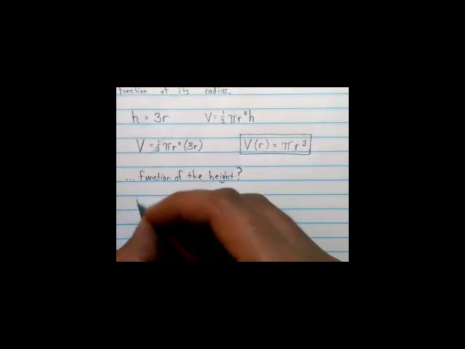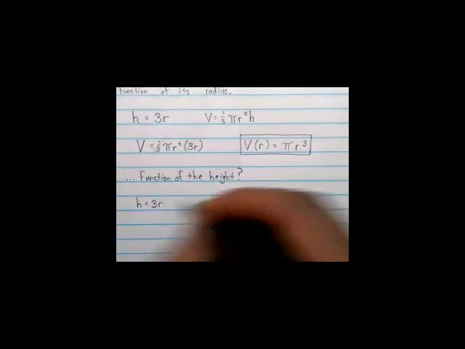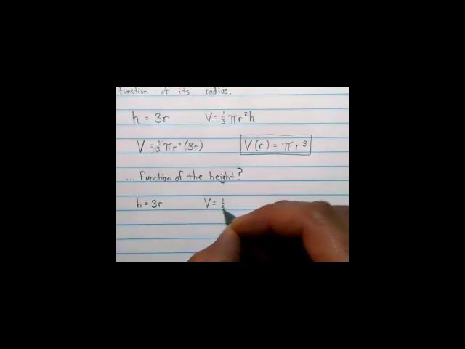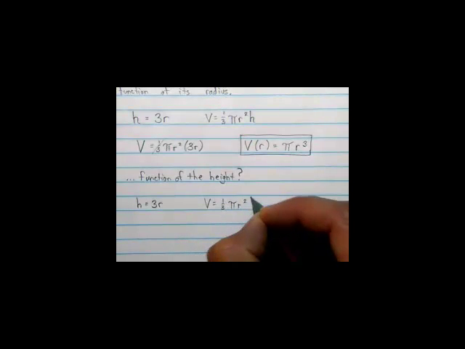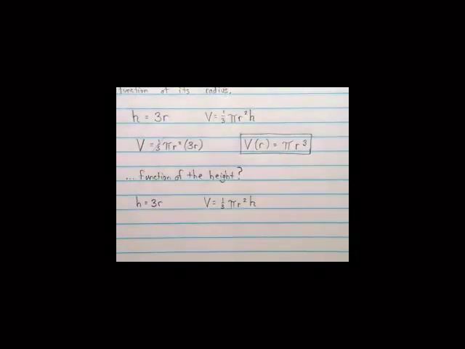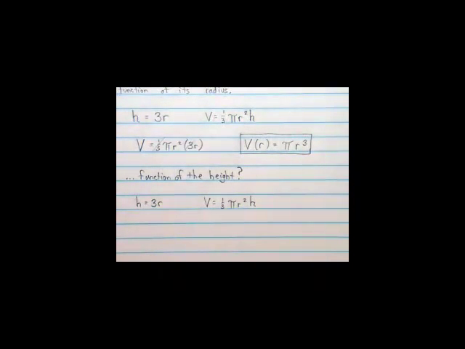So we're still going to start with the same information. H is equal to 3R. V is 1/3 pi R squared H. But if I want V to be a function of its height, then the formula that I have when I'm done can't have R's in it. It has to have H's in it, right? So that's going to mean my substitution step is going to change slightly. So how am I going to have to change things up to make that work then?